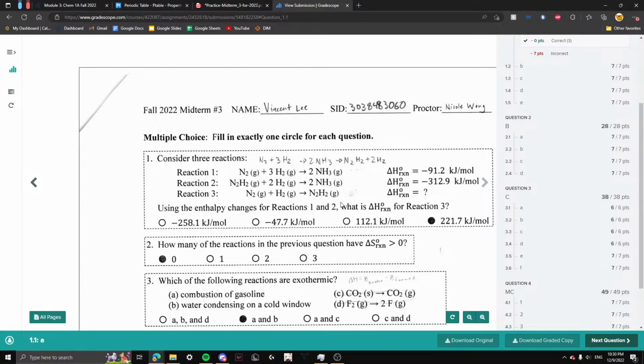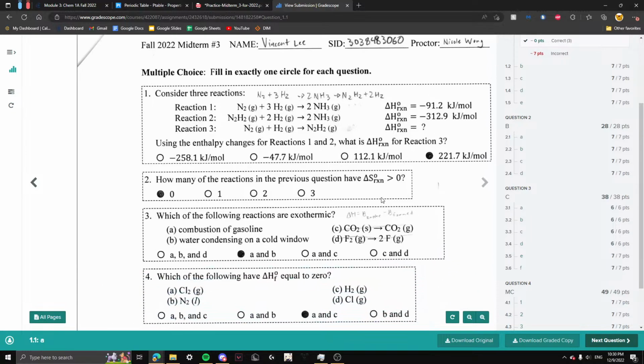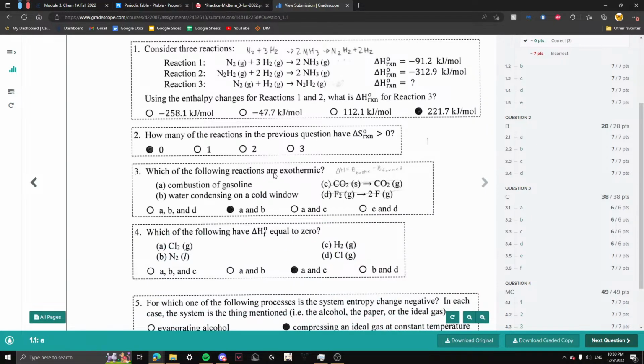So all of them are a negative delta S. For this, it's asking which of the reactions are exothermic. If you think of combustion of gasoline, it literally powers an engine off of its energy, right? The energy it produces from the gasoline's combustion reaction is used to move the pistons, which is how engines work.